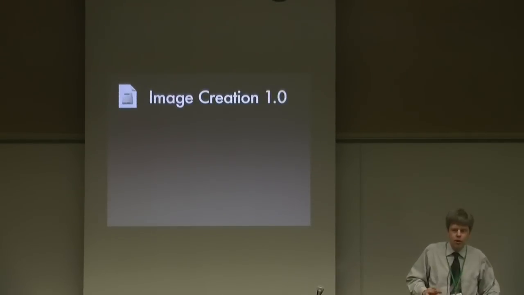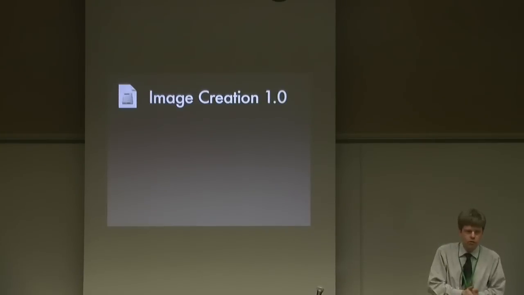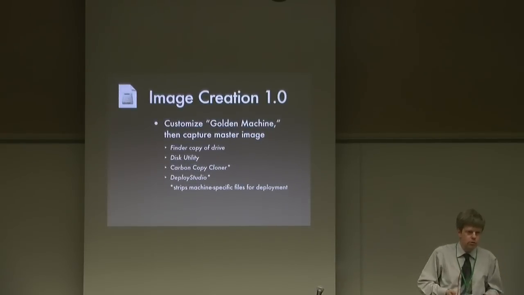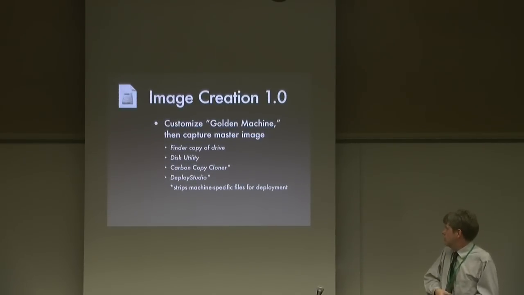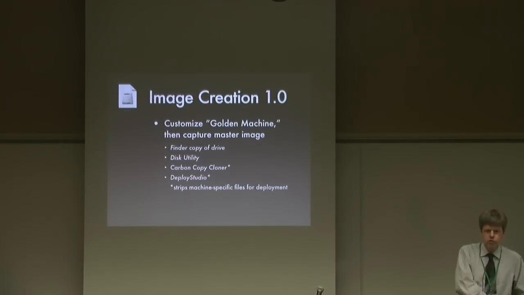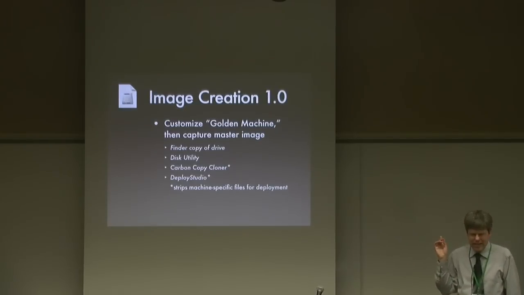So I'm going to describe what I call image creation 1.0 versus 2.0. Image creation 1.0 is the golden machine method, where you throw everything on, then you capture a master image. In the old days, in early OS 10, it was like get a FireWire drive, literally Finder copy the files. And I did that. Disk Utility still comes in occasionally for me.